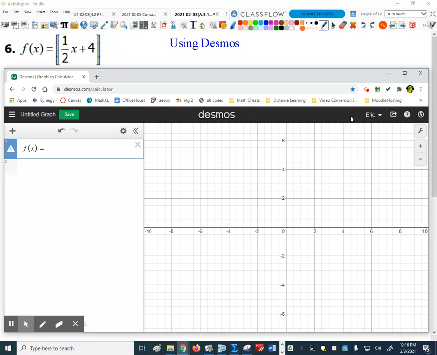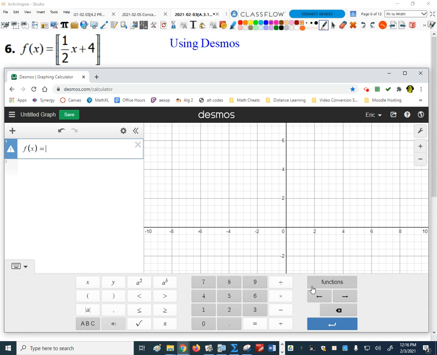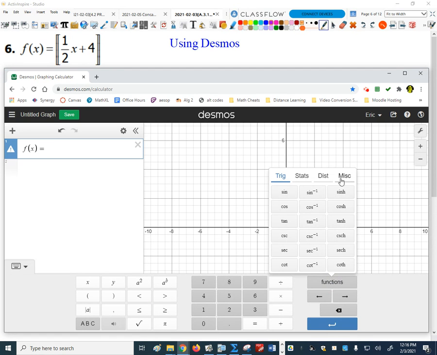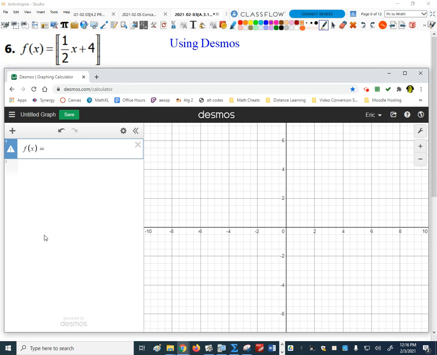You could, if you want to, go down to the menu and let's see, it'd be under functions, and I think it's under miscellaneous. And there's a floor function, right? So I could do it that way if I want to use that virtual keyboard down there, but it's easier just to type floor, and then open a set of parentheses. So floor of 1/2 x plus 4, and look, it graphs it for me.